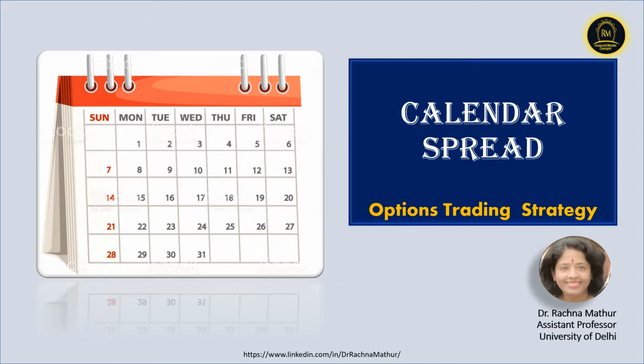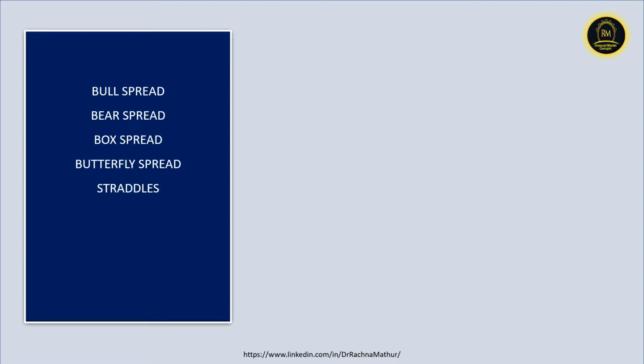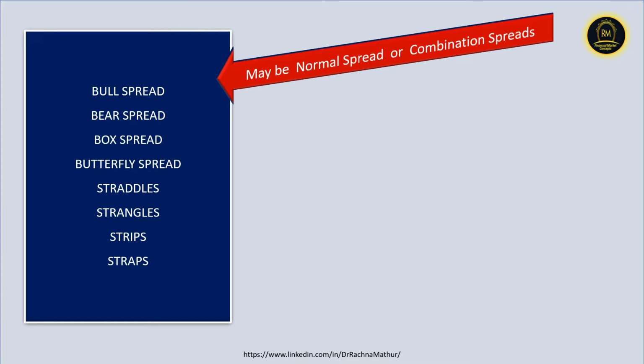from the calendar spread. So till now we have discussed the bull spread, bear spread, box spread, butterfly spread, straddle, strangle, strips and straps. So we have covered all these option trading strategies. We find that some option trading strategies are normal spreads like bull, bear, box and butterfly, which are created either by using a call option or by using a put option. But some option trading strategies are combination spreads like straddle, strangle, strips and straps.